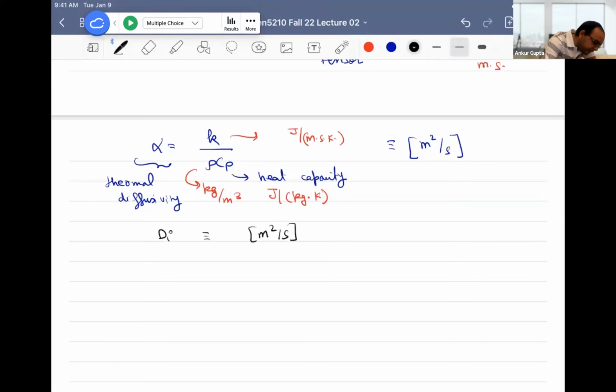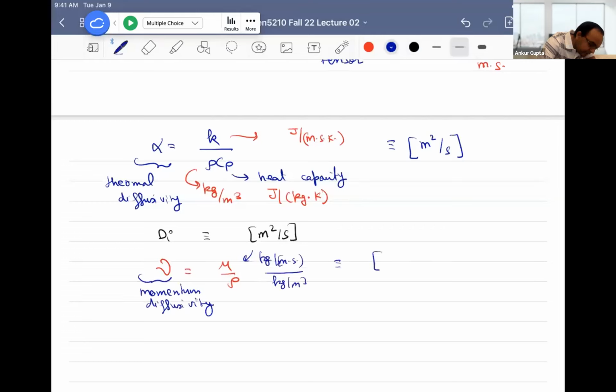But then we also define momentum diffusivity nu, sometimes known as kinematic viscosity. This is momentum diffusivity. Remember, the viscosity has units of kg per meter second, and the density is kg per meter cubed, so you get the units back as meter squared per second. Meter squared per second, meter squared per second, meter squared per second. So now we have three transport processes.